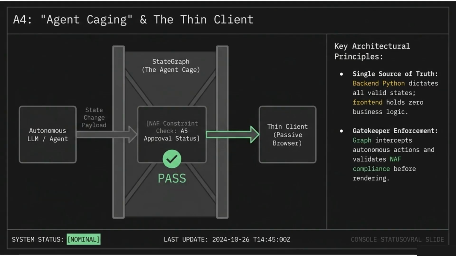Agent caging and the thin client implement core architectural principles. The state graph acts as a gatekeeper, intercepting autonomous actions to validate NAF compliance before rendering to the passive thin client. The backend remains the single source of truth.